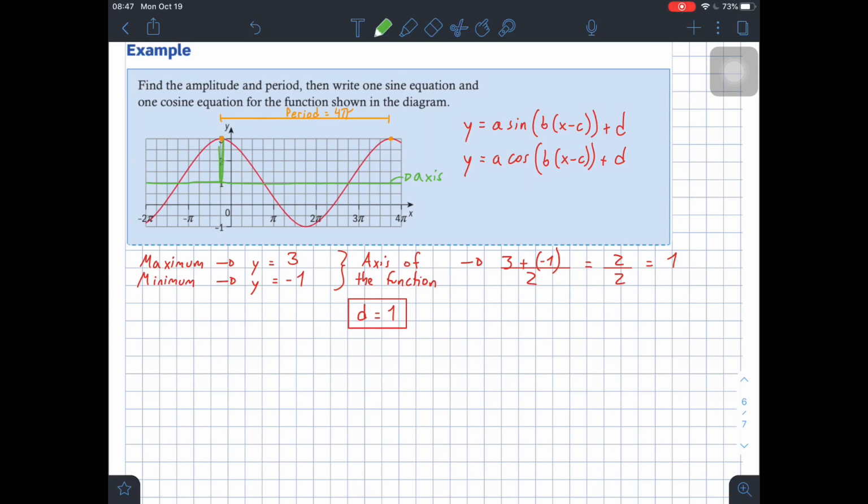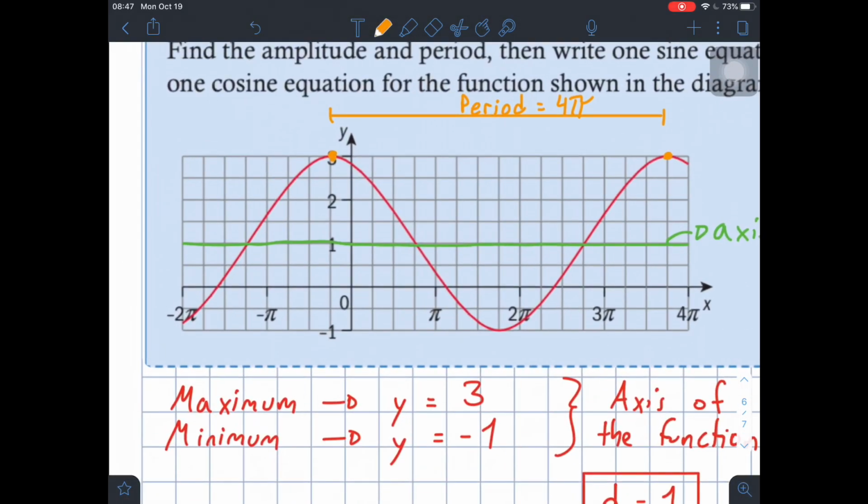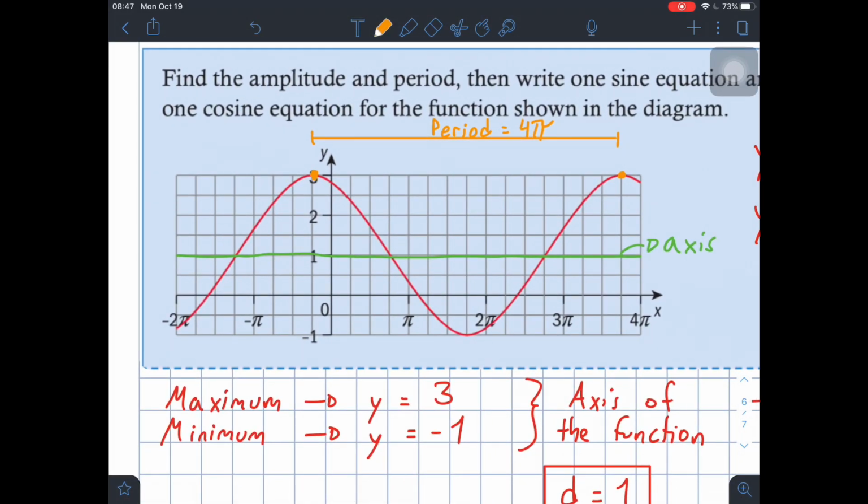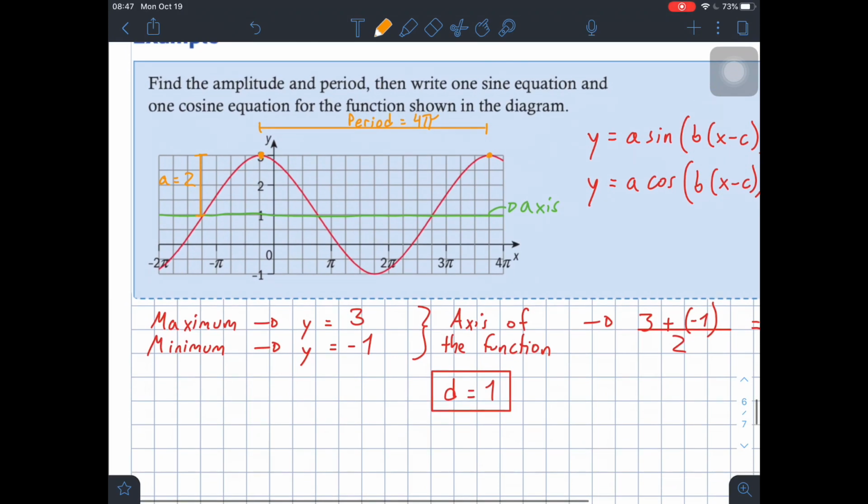The amplitude is the distance from the axis to either a maximum or a minimum. The value is the same. So let me mark this here. Let me zoom in here. And we would find that the value of A is the distance from the maximum to the axis, which in this case is equal to 2, right? 2 is the value of A. So we have another important piece of information here, the value of A.